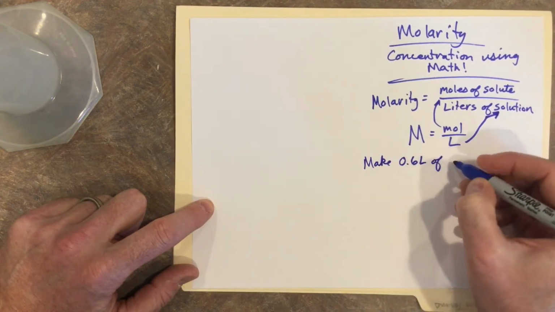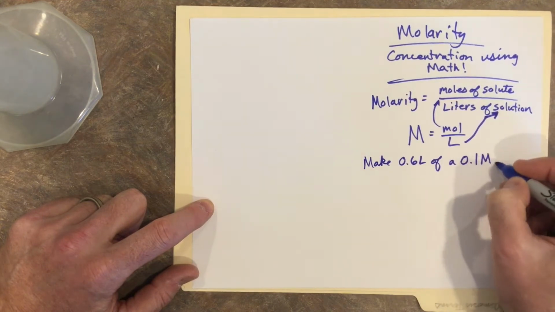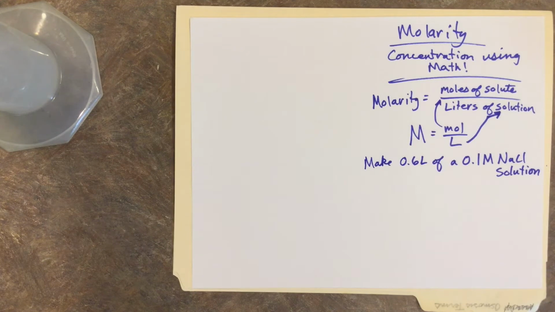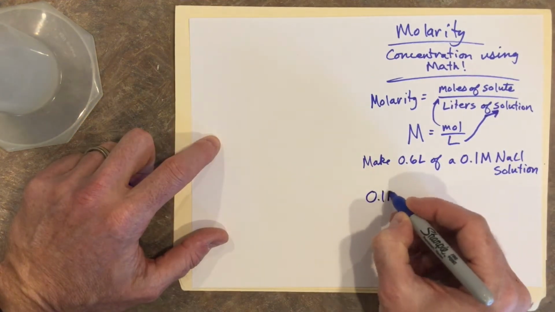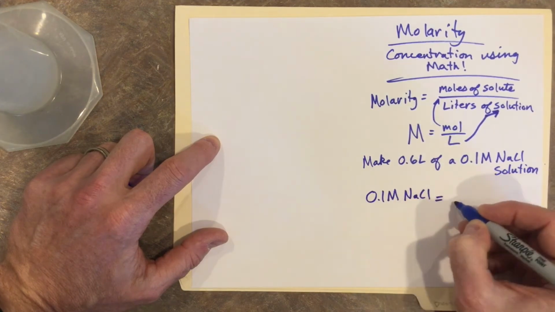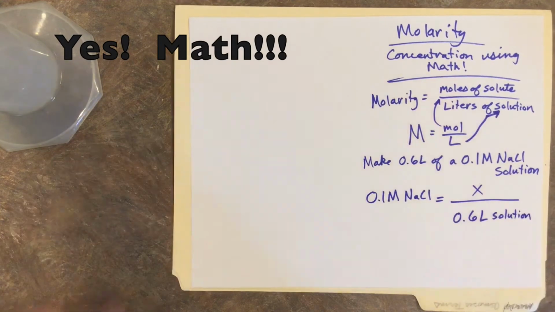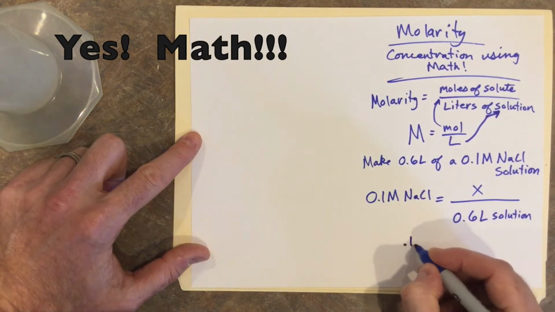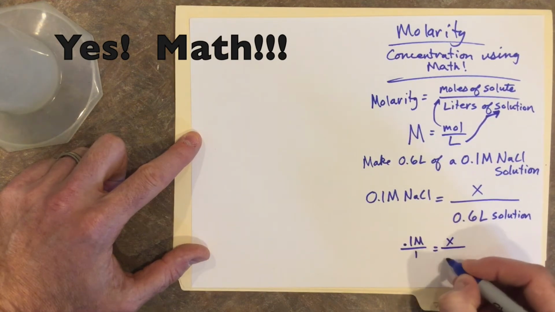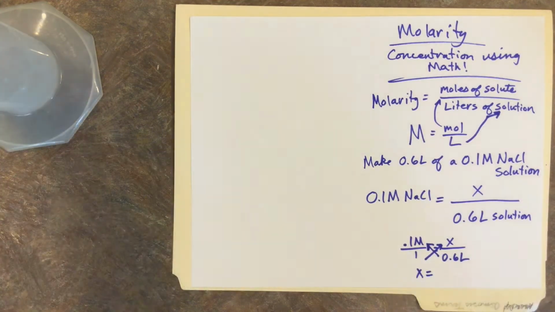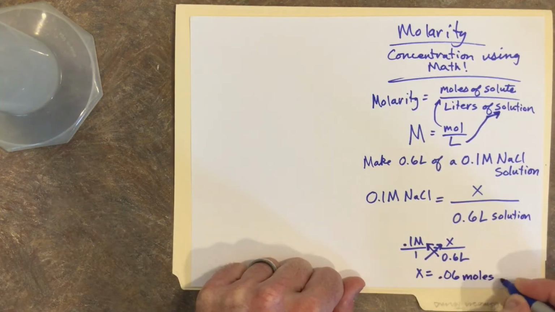So let's say we have a situation where it says make 0.6 liters of a 0.1 molar NaCl solution. If I were to have to do this, I would go ahead and set up my 0.1 molar NaCl solution on the left. That would be equal to an x variable on the top, I don't know my moles of solute, over top of my liters of solution, which is 0.6. Then I'd do my algebra, I'd take the left side, place it over top of 1, and cross multiply. When doing this, I would end up getting an answer of 0.06 moles of NaCl.